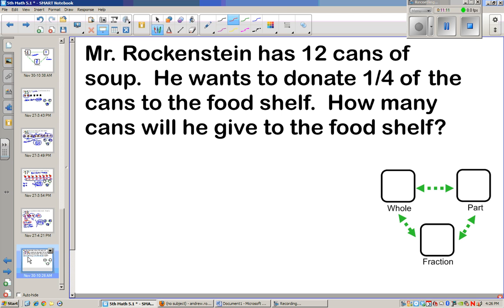All right. So here's a problem for you to try on your own. It's a number story. Mr. Rockenstein has 12 cans of soup. He wants to donate 1/4 of the cans to the food shelf. How many cans will he give to the food shelf? So you have to decide what kind of problem this is. Is this one that gives you the whole, the part, and you find the fraction? Does it give you the part and the fraction and you find the whole? Or does it give you the whole and the fraction and you find the part?